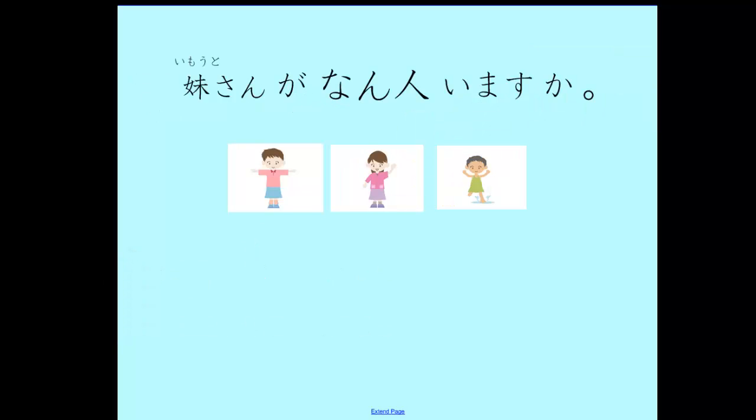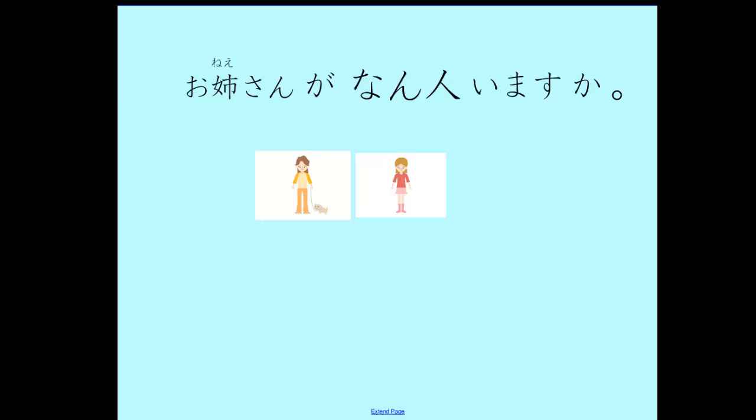See if you can answer this question using the picture hints provided. Imoto-san ga nannin imasu ka? Did you get imoto ga 3人います? Did you remember to drop the san from imoto because it's your own younger sister? 妹が3人います.